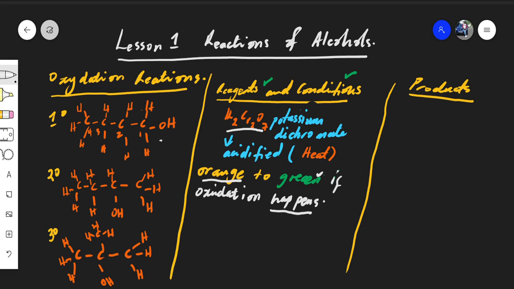So what is going to happen with the primary alcohol? If you take your oxidizing agent and you add it onto the primary alcohol, this is what is going to happen. The primary alcohol is going to be oxidized first to aldehyde.